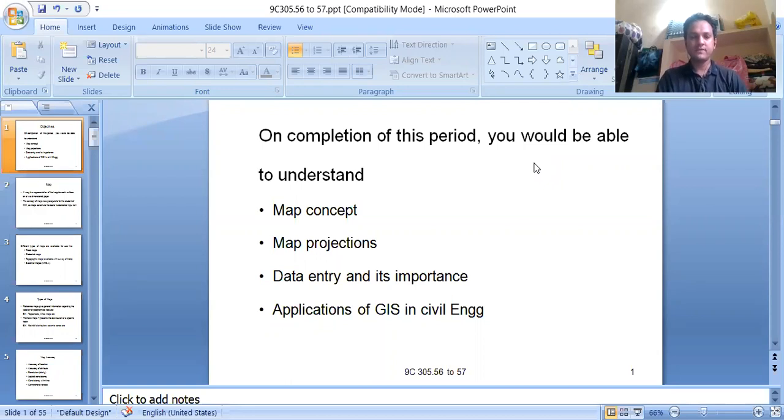In the previous class, we have discussed GIS and different types of electronic measurement devices in surveying. So in this class, I would like to explain the concepts about map, map projections, and data entry and its importance. Along with that, we are going to discuss the applications of GIS in civil engineering. So these are the concepts we are going to cover. So let us start the class.